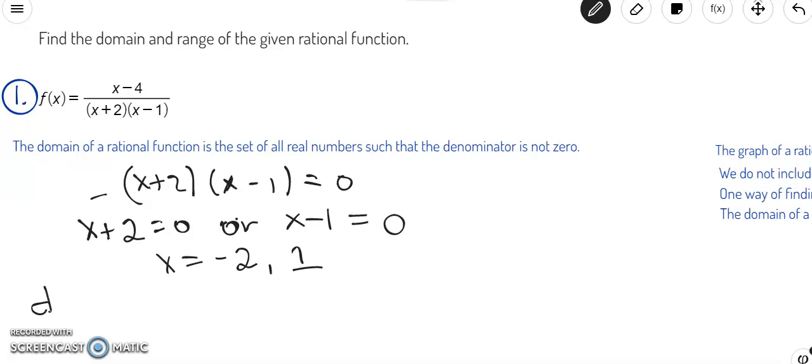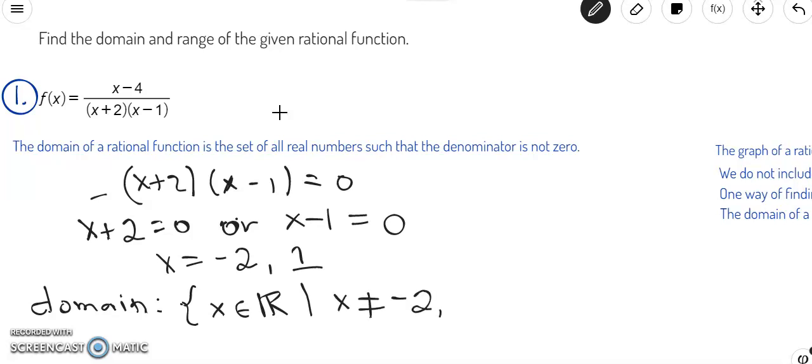Therefore, ang domain natin ay x is an element of real numbers except negative 2 and positive 1. So, ito yung domain ng ating rational function.